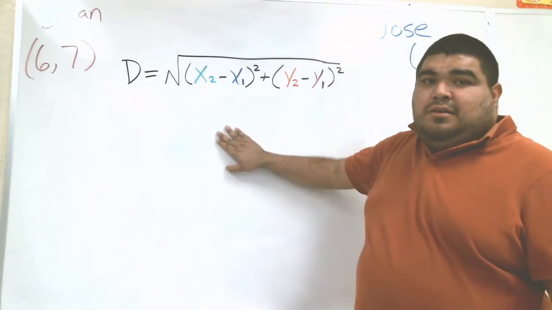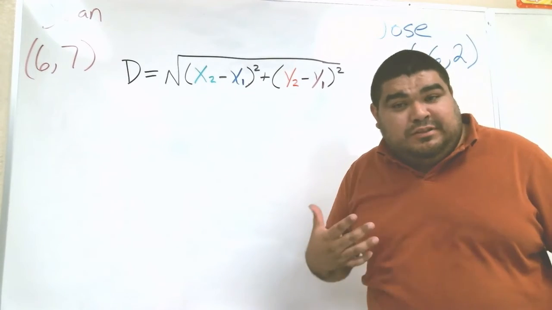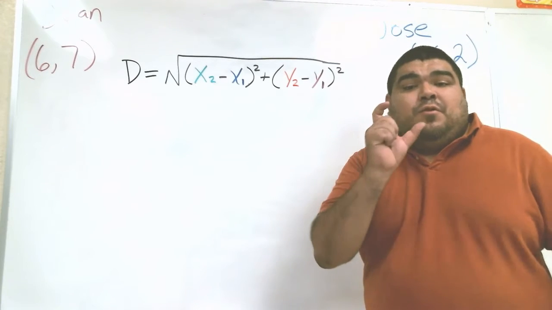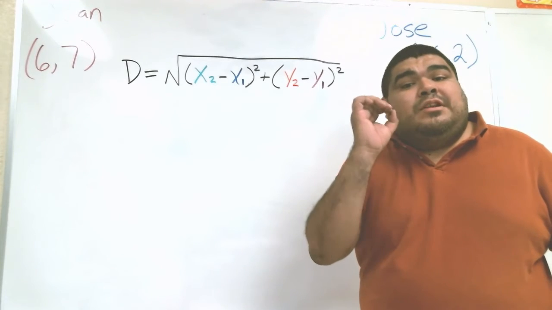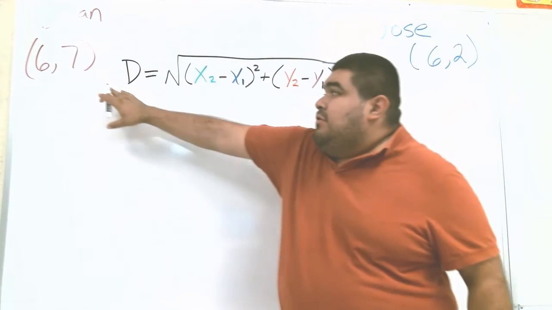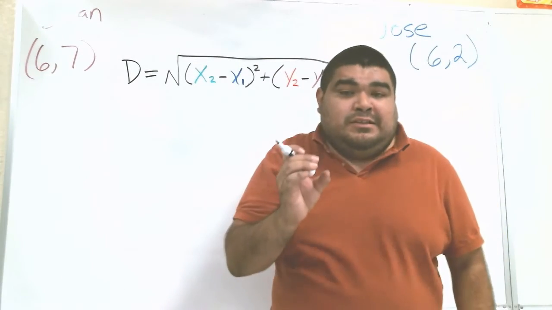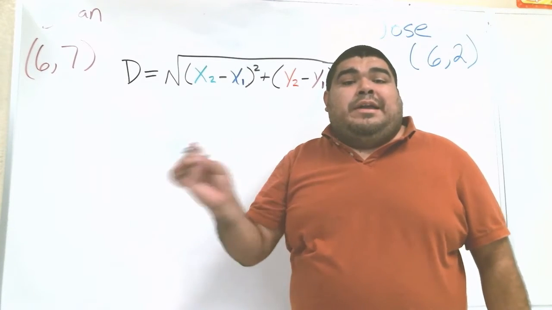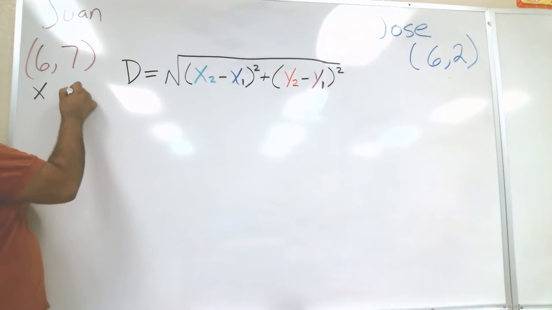I'll try to use different colors so we can work on it together. It makes it a lot easier to see. The first thing is, a set of coordinates is a set of two numbers that tells where a point is located on a graph. Here are our first coordinates, the first point. The first one is always your x. The second one is your y, the same as the alphabet, x before y. So let's label it. We have x, we have y.